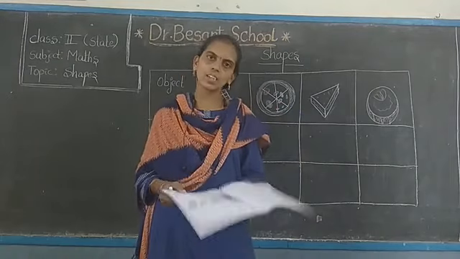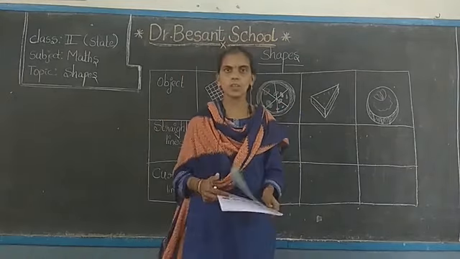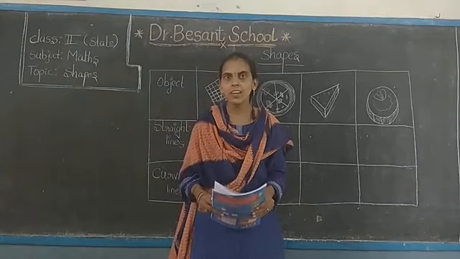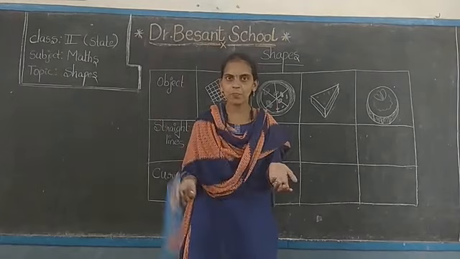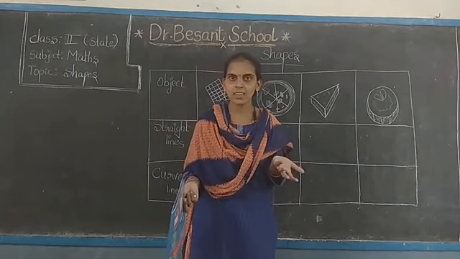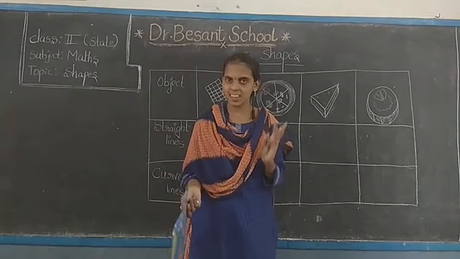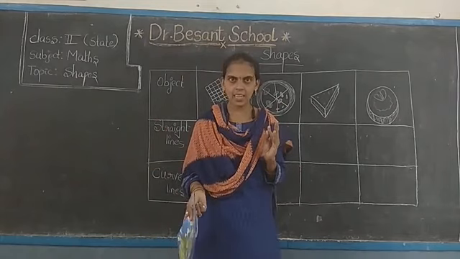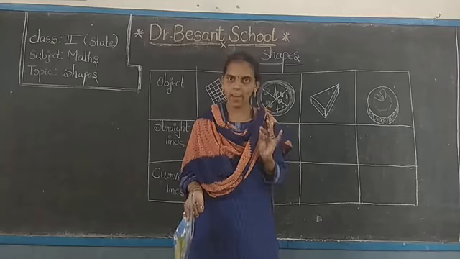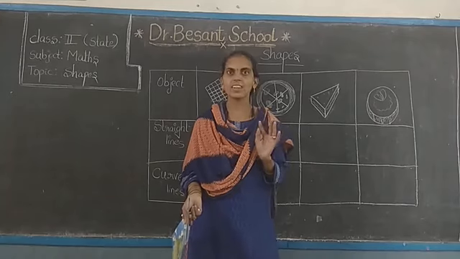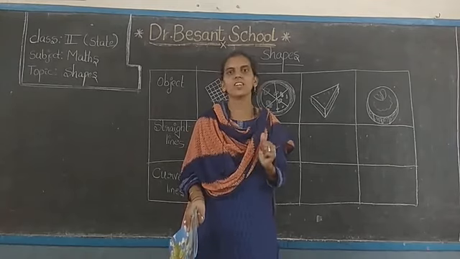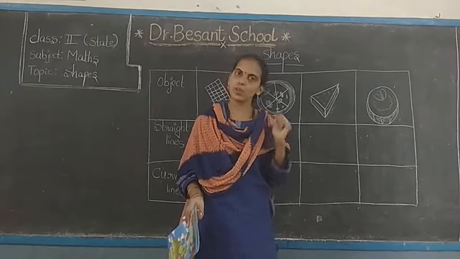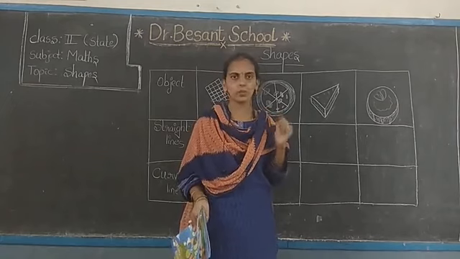In the last class, we have learned the 2D figures. What are 2D figures, children? Tell me loudly. Say louder. What are 2D figures? Yes, circle, triangle, square, rectangle. So these four are called 2D figures.